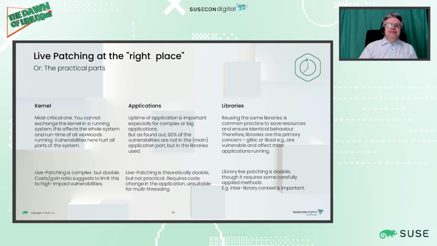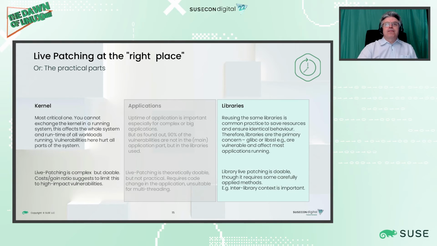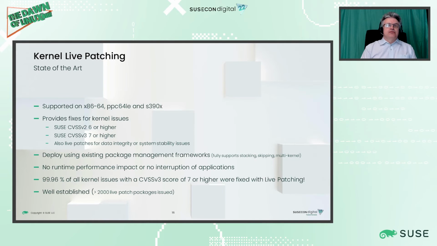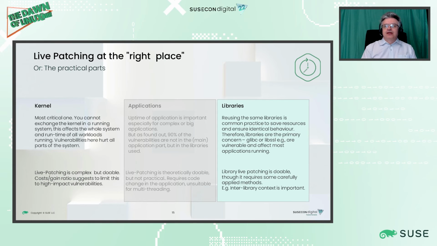So let's look at the impact on these three areas and the cost and problems connected with it. If you look closely, you find out that there are two main areas where live patching is reasonable. First, the kernel, and second, the shared libraries. Both have system-wide impact when it comes to avoiding downtime of workloads and therefore the biggest value.